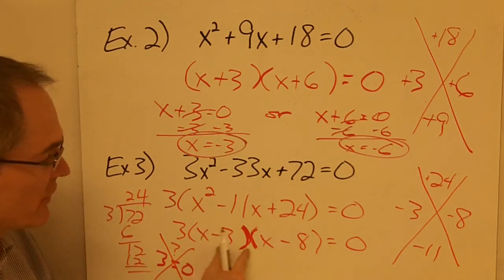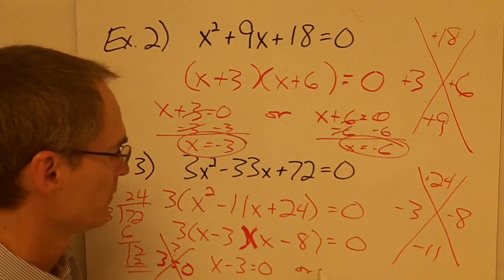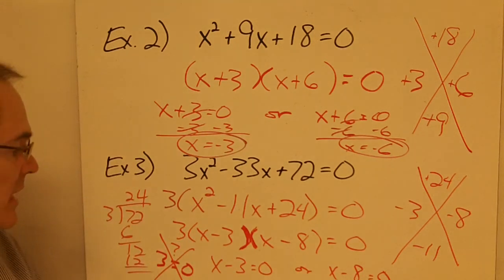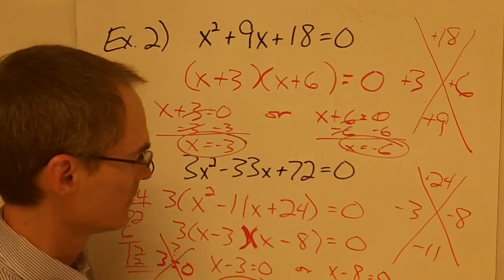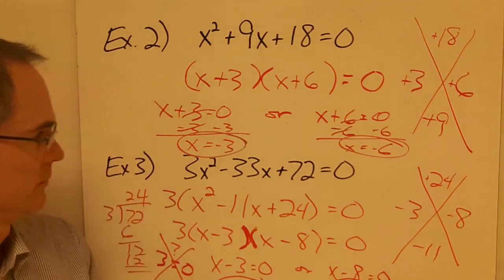You just take these two factors here, x minus 3 equals 0, x minus 8 equals 0, and then I solve each of those equations, and I get x equals 3 and x equals 8. And I'm done.